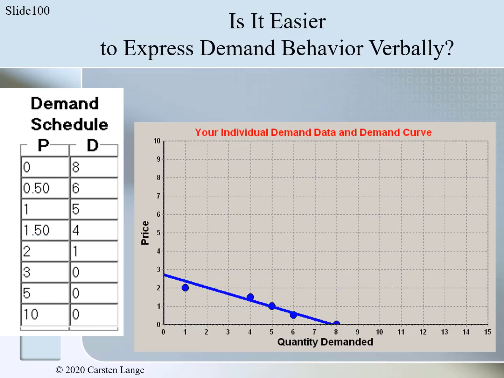As economists, we always ask if what we are doing is efficient. Therefore, we should ask ourselves, is it necessary to use the tools of the demand curve and/or the demand schedule? Maybe it is easier to express demand behavior verbally, rather than with the tools of the demand curve and the demand schedule. Let's give it a trial.